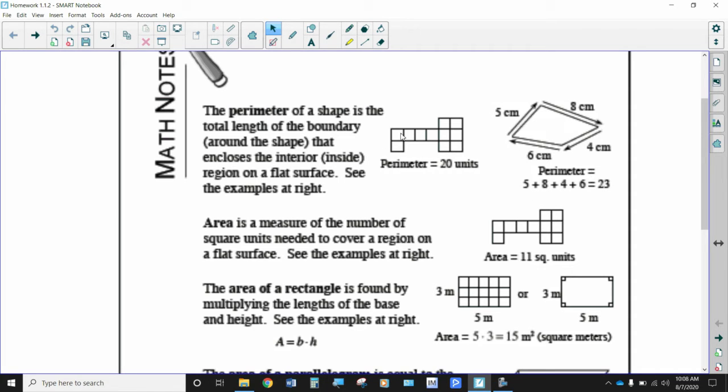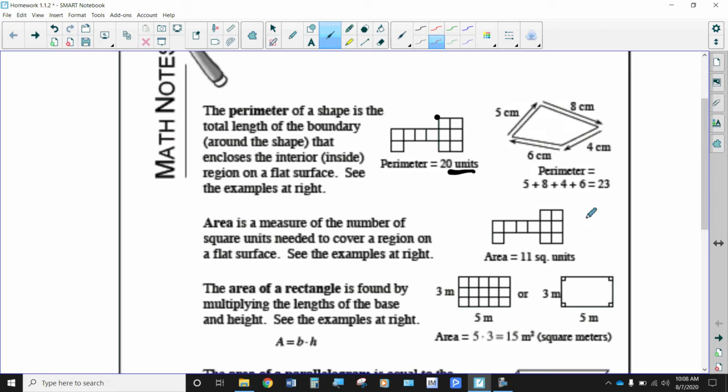If you're talking about a figure such as this, I often have students that start in one corner and then work their way around. 1, 2, 3, 4, 5, 6, 7, 8, 9, 10, 11, 12, 13, 14, 15, 16, 17, 18, 19, 20. So the distance around is a total of 20 units.